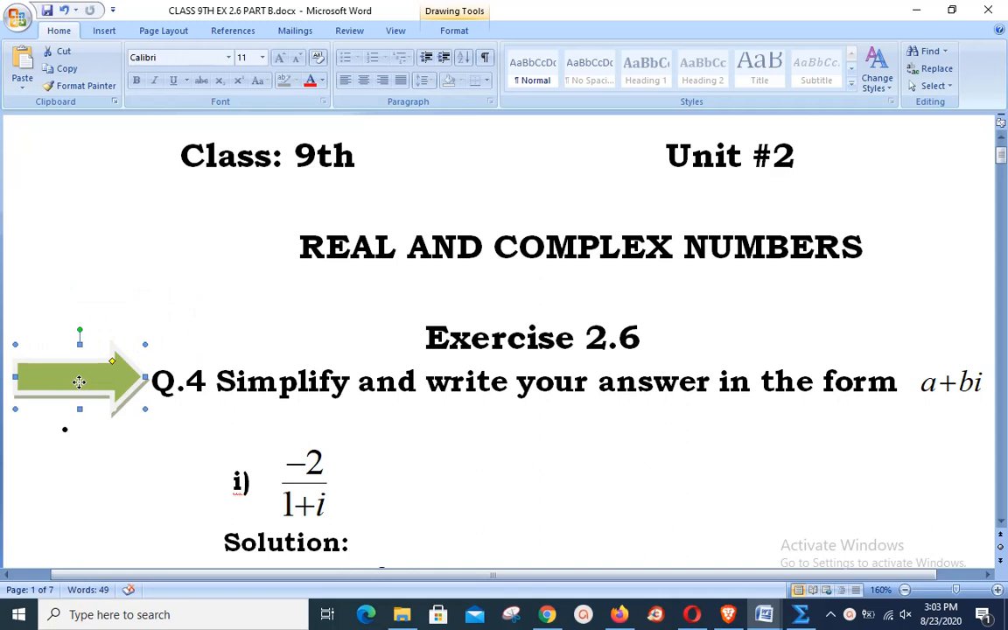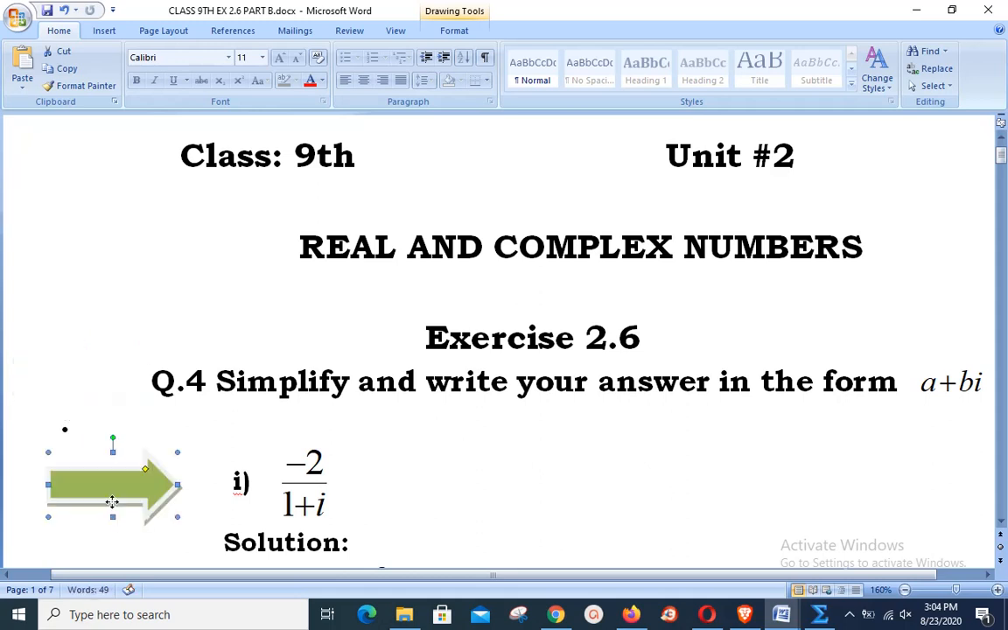The statement says simplify and write your answer in the form a plus b iota. Dear students, you have to simplify the given expression and write it in complex number form. A plus b iota means a complex number. A is the real part whereas b is the imaginary part. Our first part over here is minus 2 over 1 plus iota.